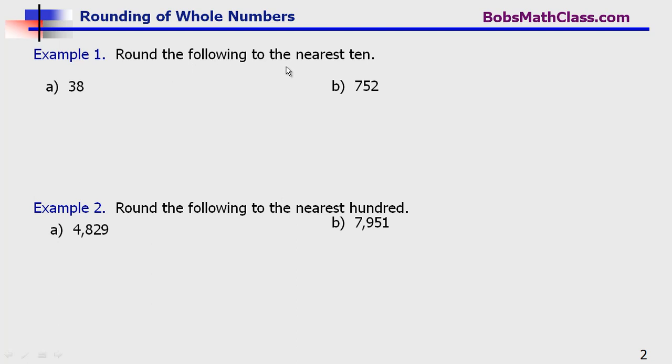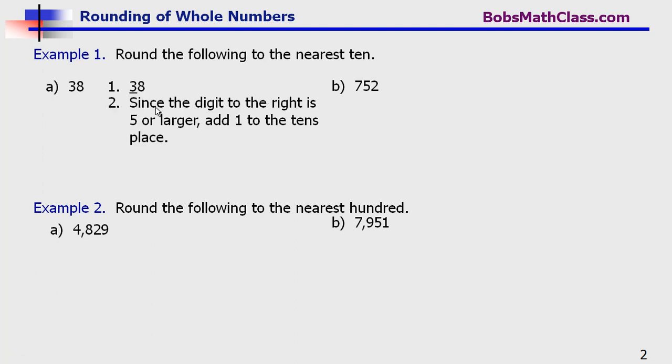Round the following to the nearest 10. So 38. We're going to underline the tens place because we're rounding to the tens. And then we're going to look at the number to the right. That number is an 8. So since the digit to the right is 5 or more, add 1 to the tens place. So we're going to add a 1 to the 3. That's going to become a 4. So that's our answer, 40. The number after it becomes a 0.